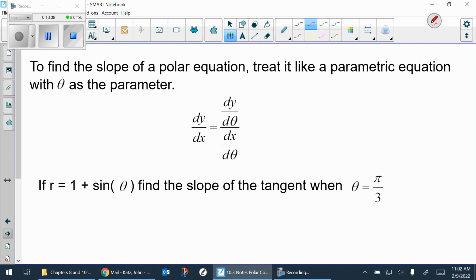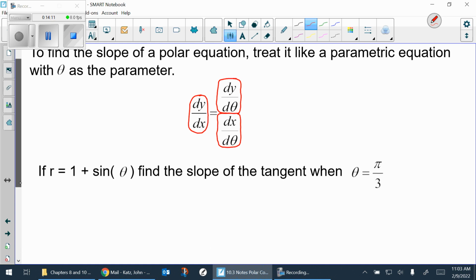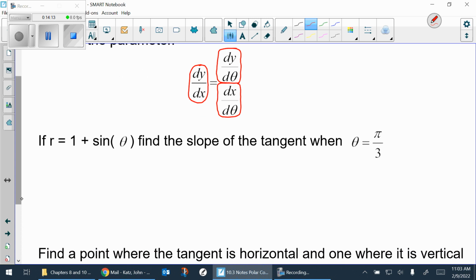Find the slope of the polar equation. We're going to treat it like it's a parametric equation with theta as the parameter. If we want to find the slope, which we generally write as dy/dx, we can find the derivative of y with respect to theta over the derivative of x with respect to theta, kind of like we did dy/dt over dx/dt. That's going to help us find the slope of the polar equation, and that is our next task right here.